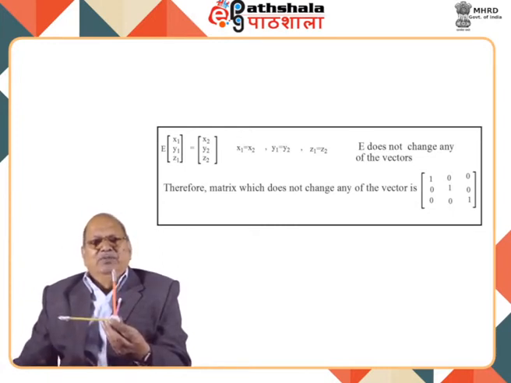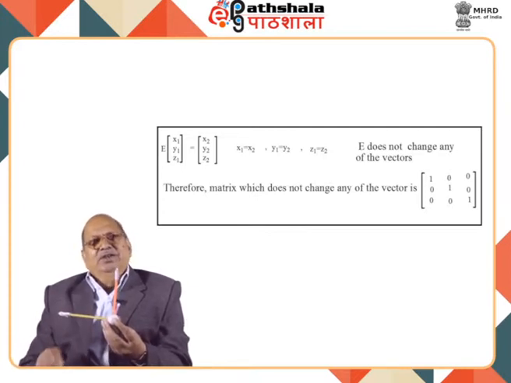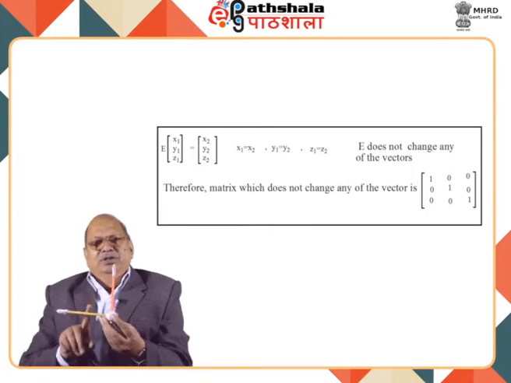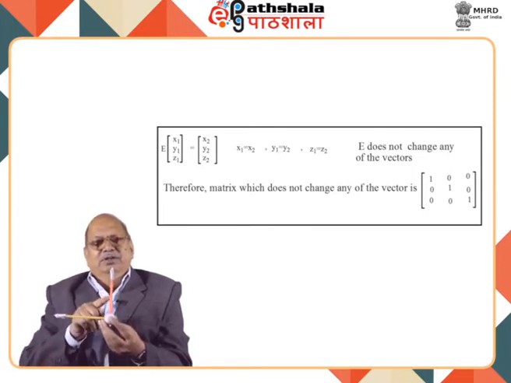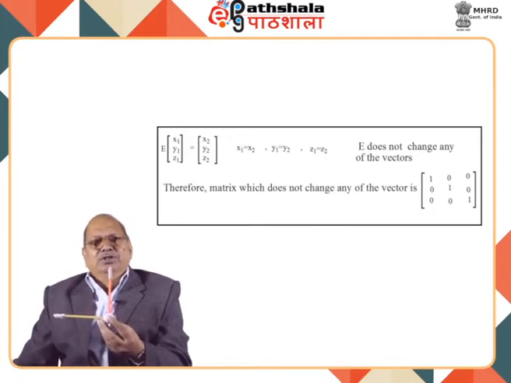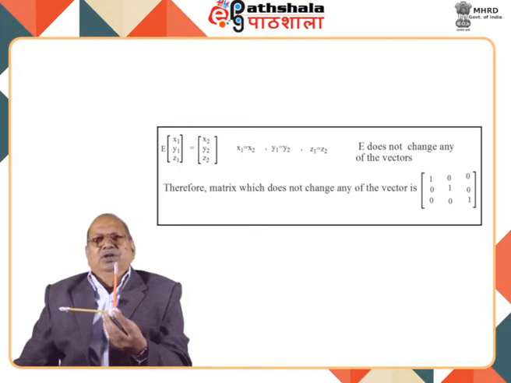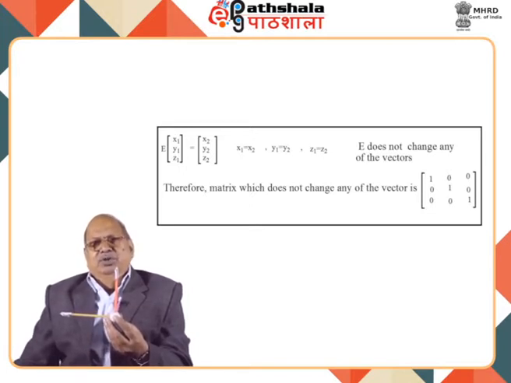What happens if I perform E operation on this? E operation means I am not doing anything to the molecule. It means this vector, this vector, this vector, they do not change. If they do not change, I will get a matrix which is 1 0 0 0 1 0 0 0 1. That is, none of the coordinates changes. So, for this E operation, I have 1 0 0 0 1 0 0 0 1 matrix.